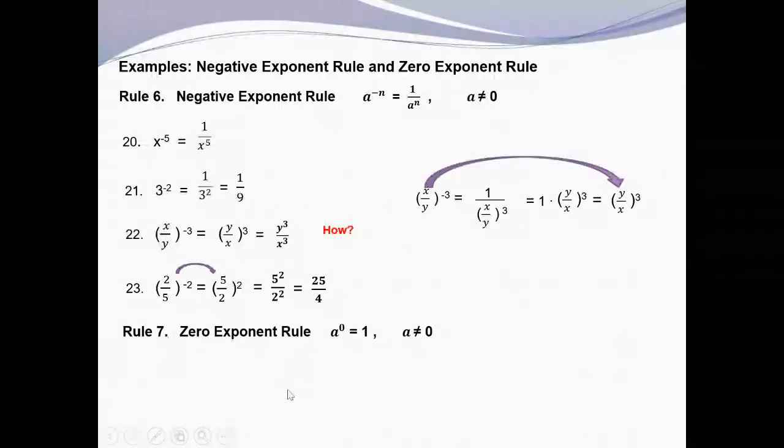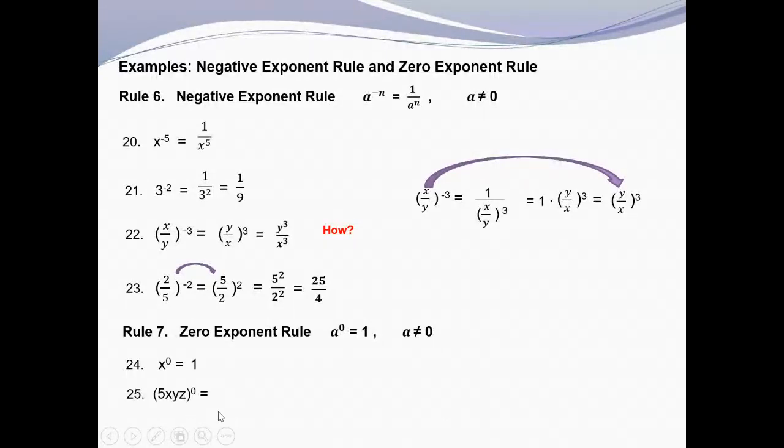So here comes the zero exponent rule. Anything to a 0 power is 1. X to the 0 is 1. Parentheses 5xyz to the 0 is 1. Anything to a 0 power will always give you 1.